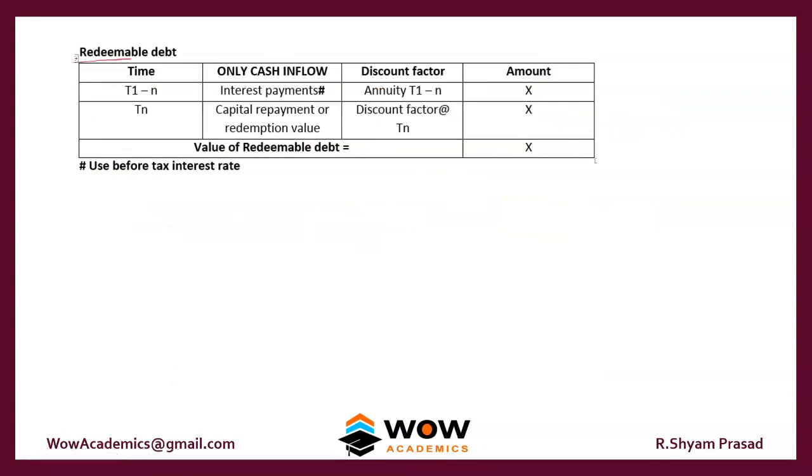So we'll move on to redeemable debt. How is a redeemable debt traded or valued? Here our work is very simple. We have to take the interest, the before tax interest. It's very key here, okay? You take all the interest before tax, multiply by the annuity factor and get a value. So the value is a present value. Then take the capital repayment or redemption value multiplied by that year's discount factor, you will get the present value. Add both the present values, you will get the value of redeemable debt.